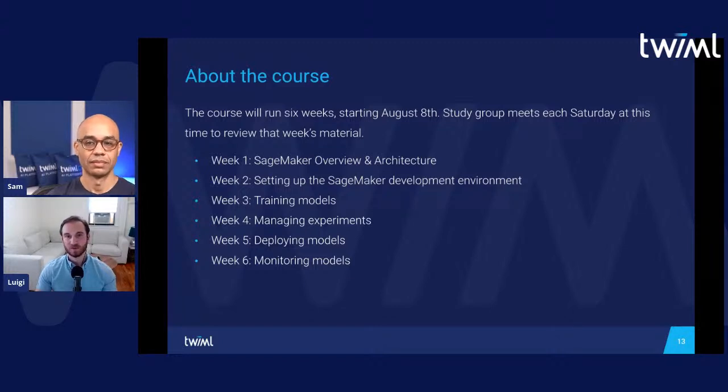In terms of the study groups, each week we're going to meet at this same time to review the week's content, and I will be answering any questions from students. And these questions can be on the content itself or on any other aspects of building production ML systems. And it's my promise to students, and I take this very seriously, that if I can't answer your question on the spot, I will tell you that, and then I'll find out the answer for you, right?